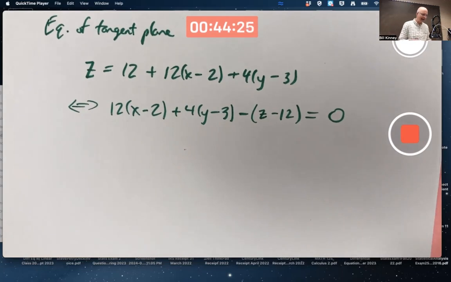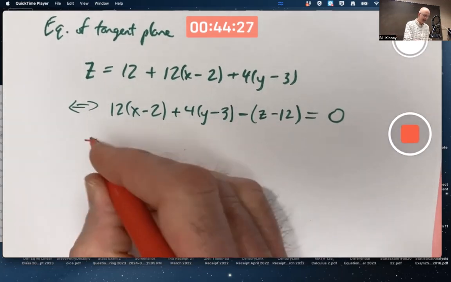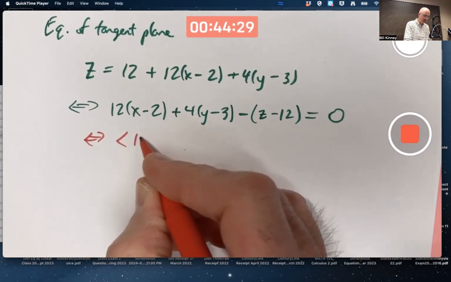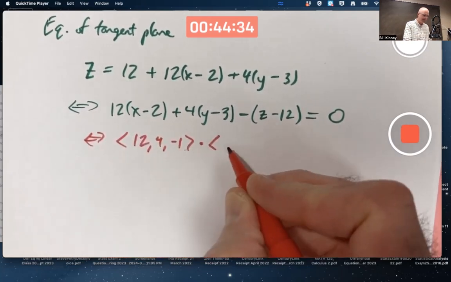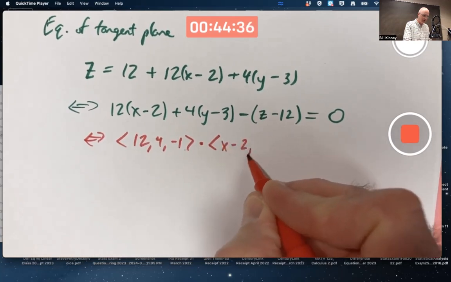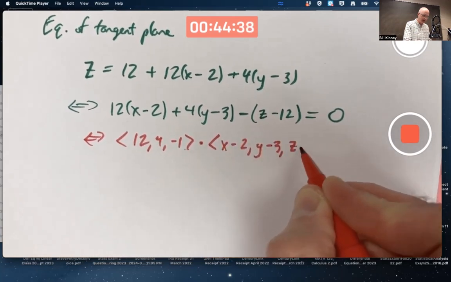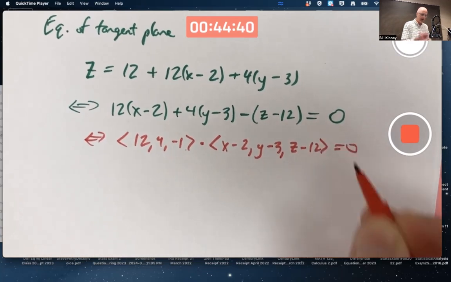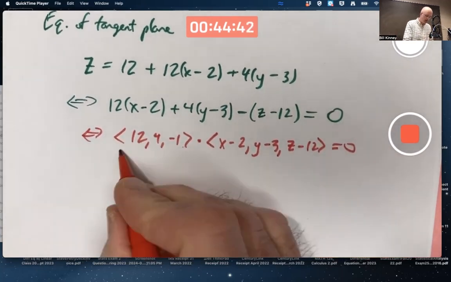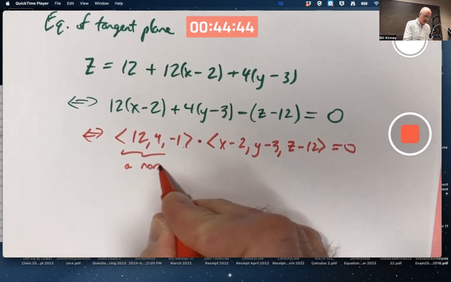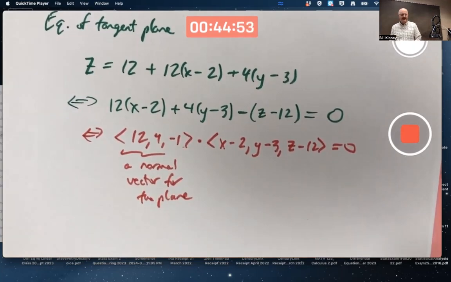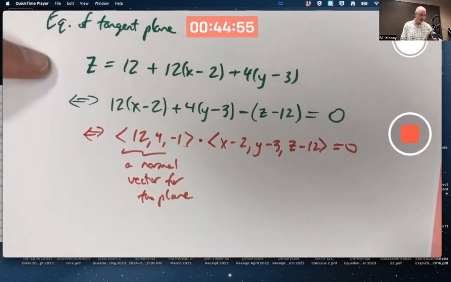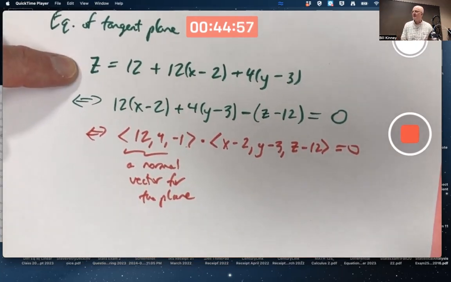And they also think of that as a dot product. That's equivalent to the dot product of (12, 4, negative 1) with (x minus 2, y minus 3, z minus 12) equaling 0. And this is a normal vector for the plane. That's the way the book emphasizes writing this, but it is essentially just the equation of the tangent plane, the equation of L of (x, y) set equal to z.